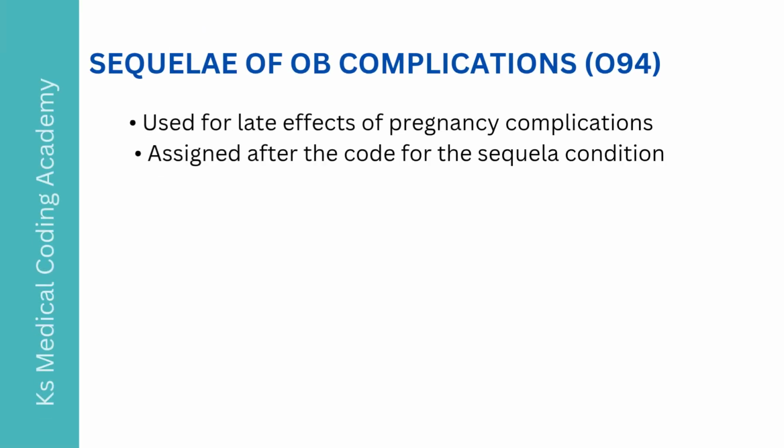Sequelae of obstetric complications. Code O94 is used to identify sequelae of complications of pregnancy, childbirth, and the puerperium. It is sequenced after the code describing the sequela condition.